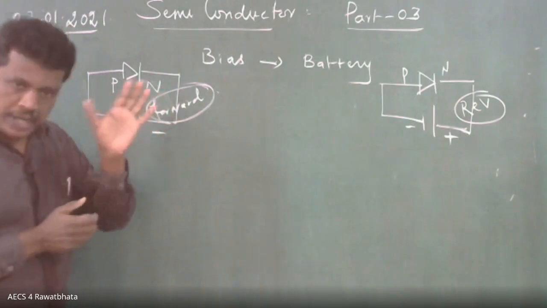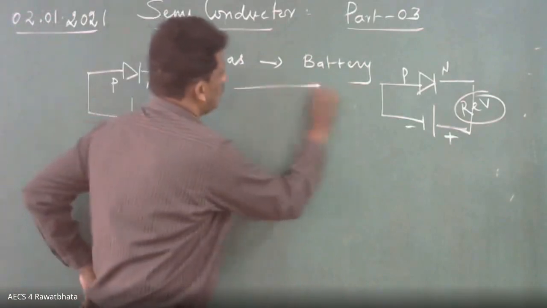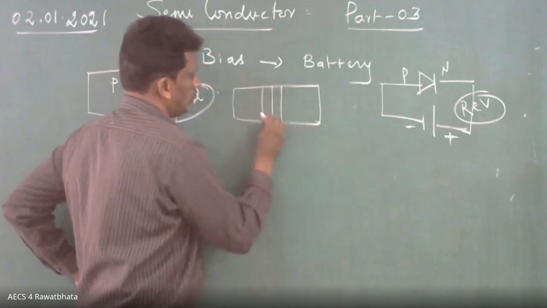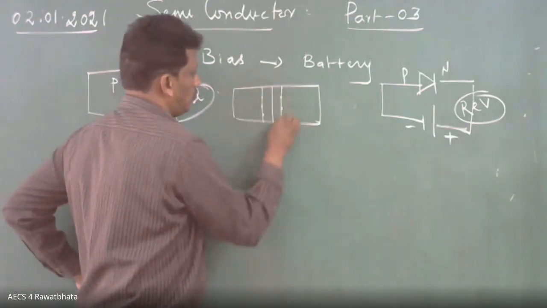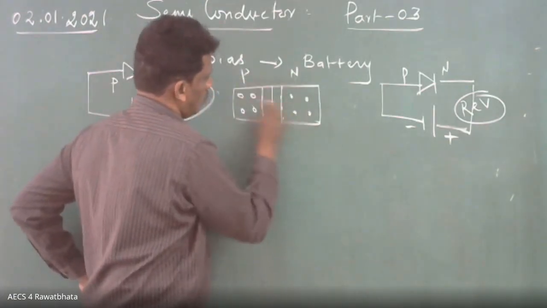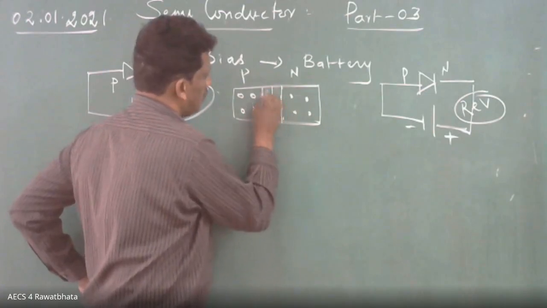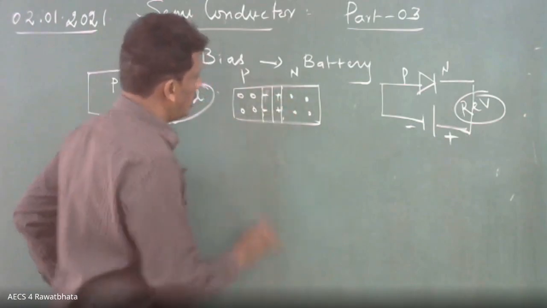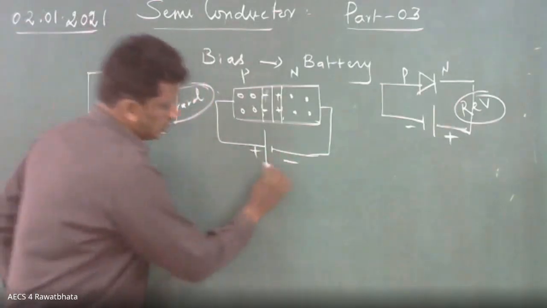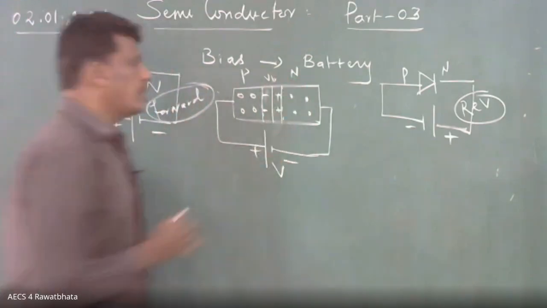Regarding forward bias, I already explained to you. Now I am going to give the actual diagram, the actual PN junction diode. Suppose here P region, here N region. Here minus, here plus. Now what I am going to do? Here plus, here minus. This is the applied potential difference. Internally, you have some potential difference. What is that? Barrier potential.